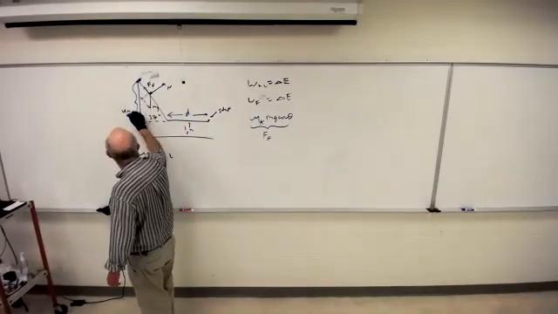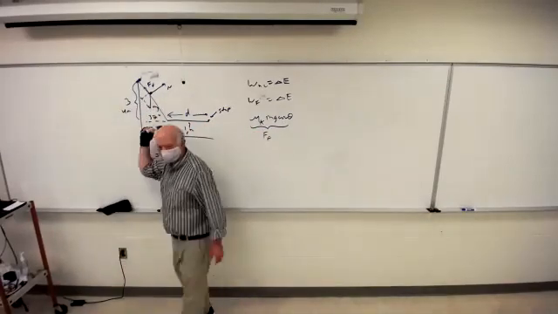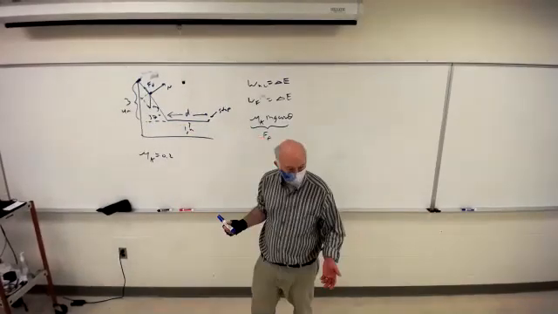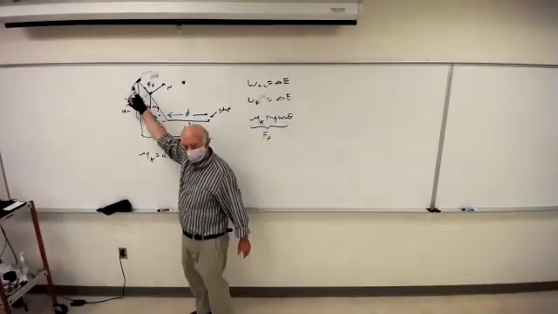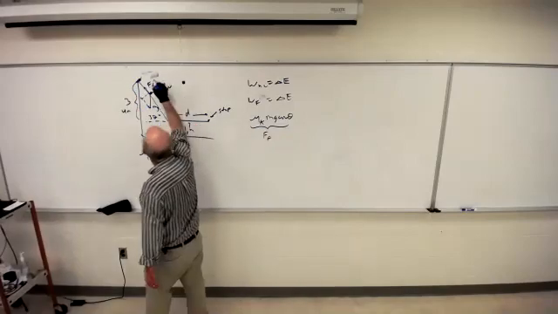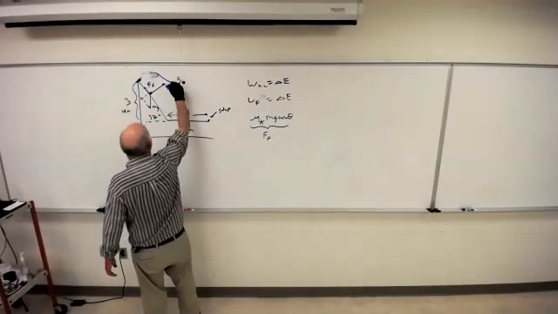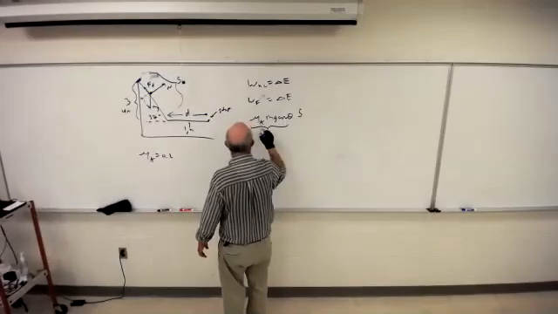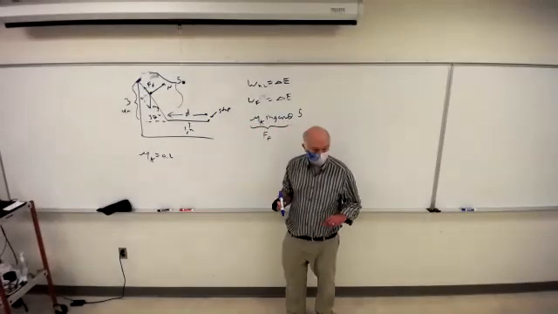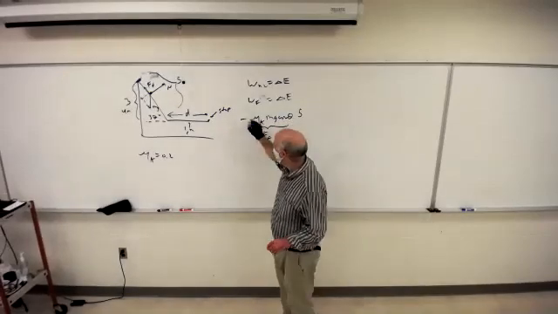This distance right here is 3. I think this turns into a 3, 4, 5 right triangle, so this is probably 5. Okay, so this length here is 5. So you'd have 5. And then is this positive work or negative work? Negative work. Okay. Good.